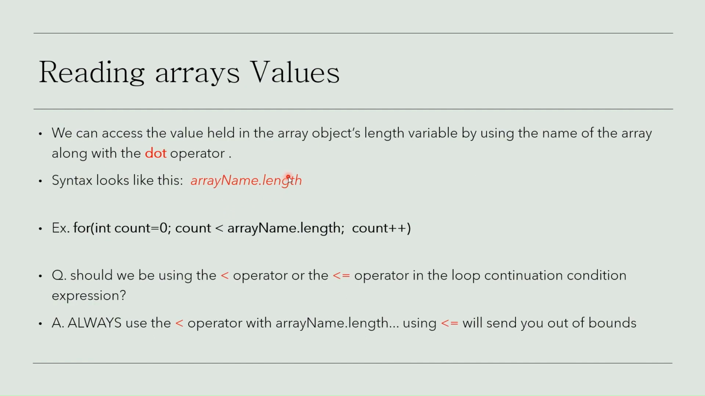Reading array values. We can access the value held in the array object's length variable by using the name of the array along with the dot operator. The syntax will look like array name dot length. For example, if you want to iterate through the array, you can use for loops: int count, assign it a value of 0, count is less than array.length, and then count plus plus.